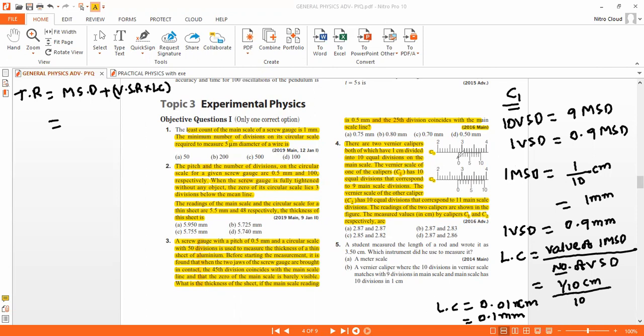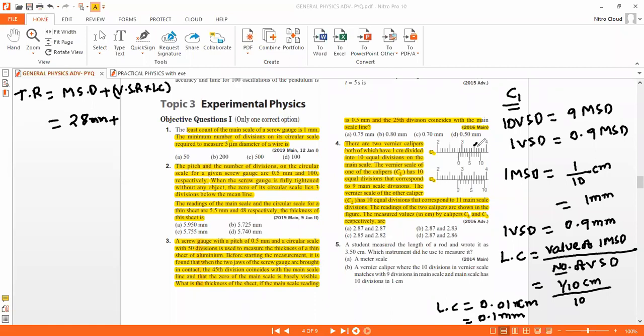1 main scale division, 2 plus this is 2 mm. 1 main scale division means 1 mm. So I can write as 28 mm. Vernier coincidence.